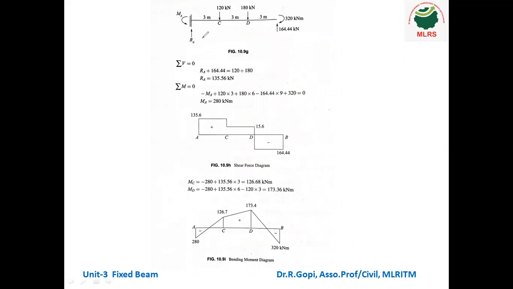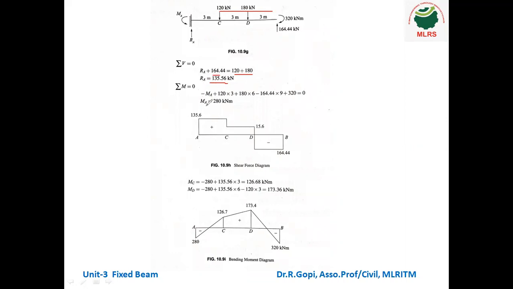So what is the reaction RA? RA plus RB is equal to total load. Here what is the total load? So total load is 120 plus 180. Okay. So what is 120 plus 180? So it is 300 kilonewton. So RA plus 164.4 equals 300. Then RA is equal to 300 minus 164.4. So we got 135.56 kilonewton. This is your RA. Okay.